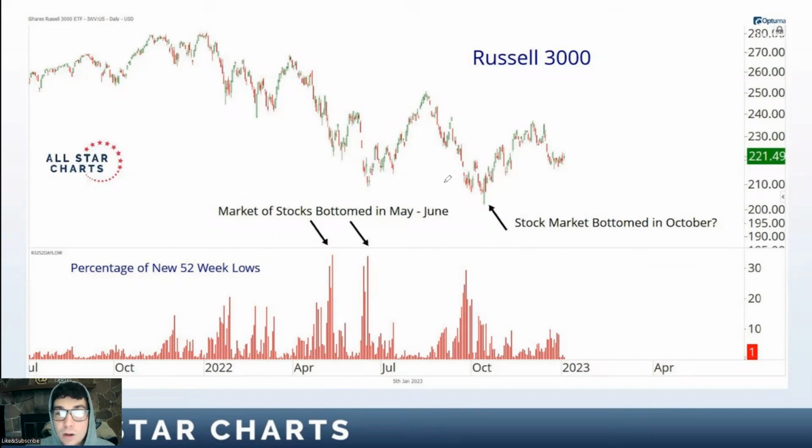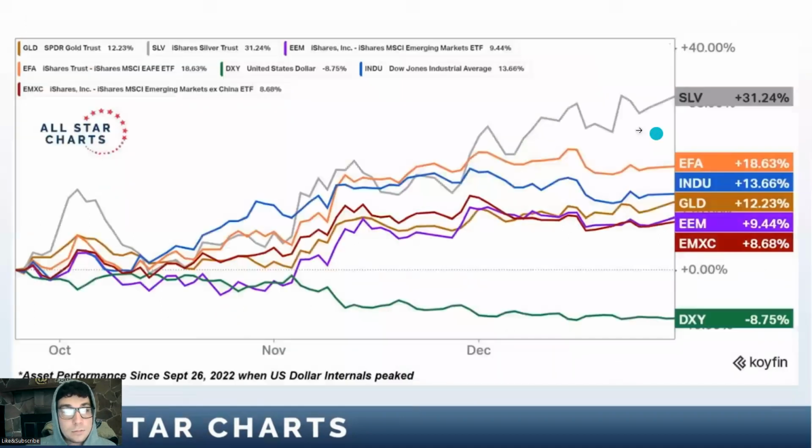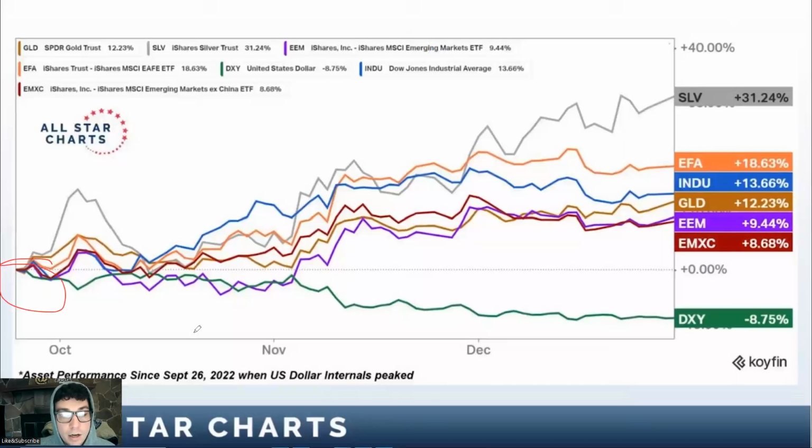And big tech has been one of the biggest things really seeing a lot of the pain in the market, right? You look at plays like Tesla, Amazon, Google, Netflix, Facebook, Meta. The next one we're going to look at here is since the peak of the dollar. The dollar peaked over here on September 26th. The dollar is going to be right here in green. It's down 8%.